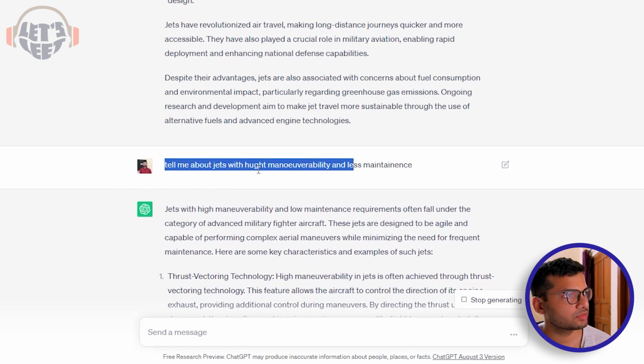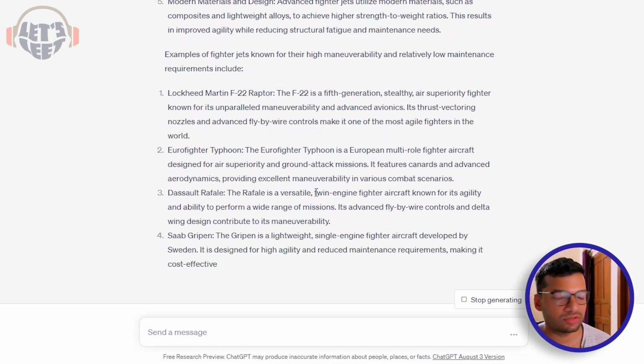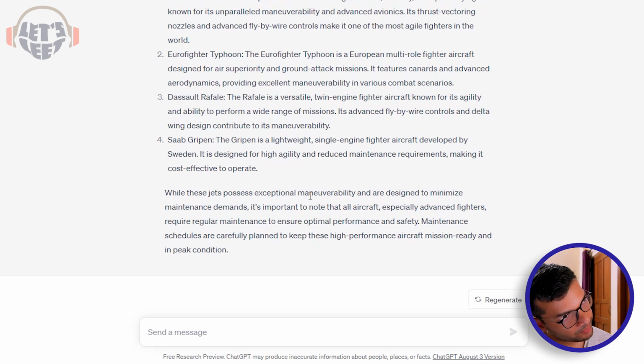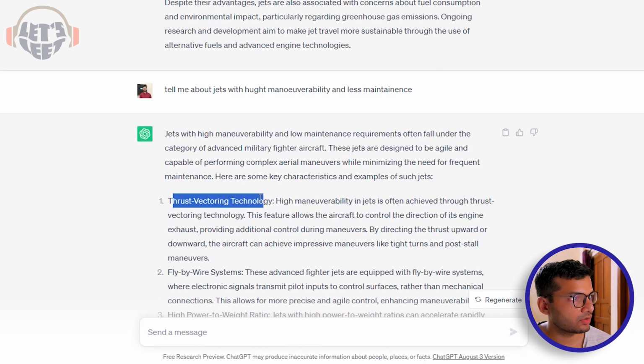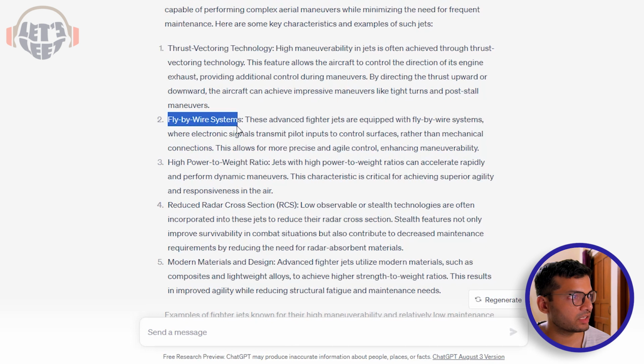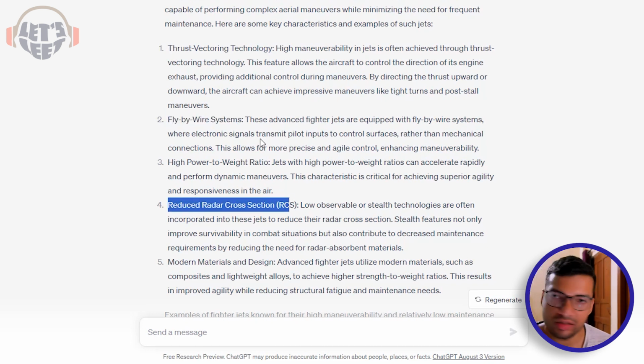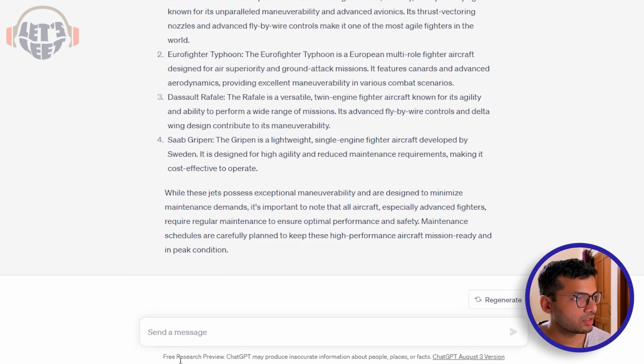Sorry about the spelling mistake. It is high. All right. So we need to be specific in terms of what we are trying to ask from ChatGPT. Right. So thrust vectoring technology should be there, fly-by-wire system, high power, reduced radar cross section. So basically the fifth generation fighter jets.